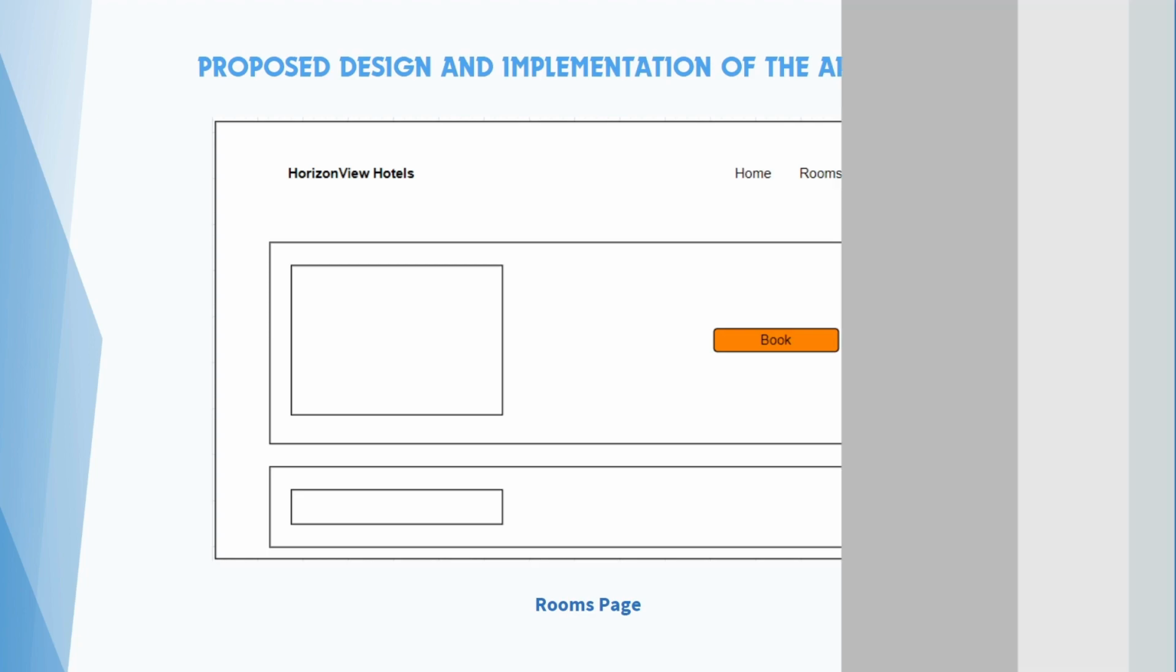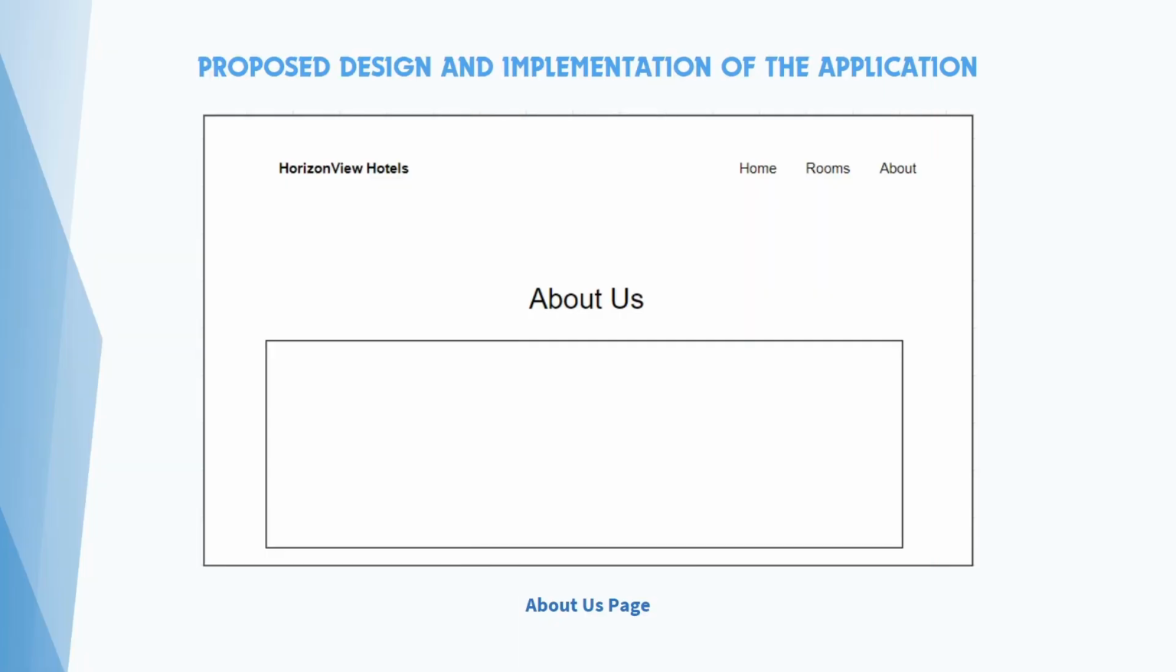So now let's take a look at the About Us page. So this page provides information about the hotel, its history, and contact details. So the design includes a main contact area where we can display detailed information about the hotel. So this helps build trust and credibility with our users by providing them with background information about the hotel.